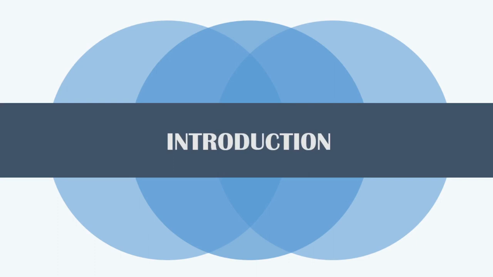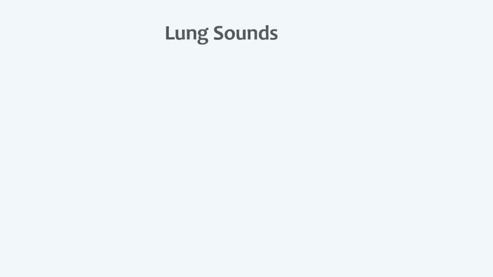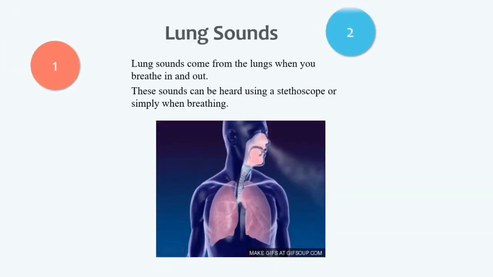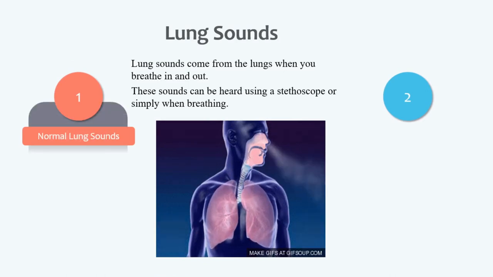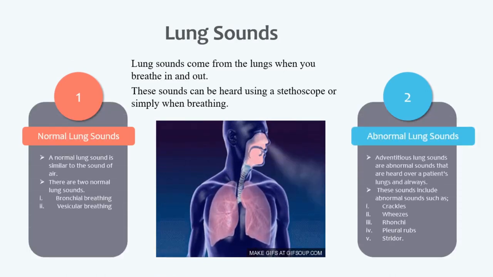Introduction. Now moving towards the introduction, I am going to discuss lung sounds upon which my research is based. Lung sounds come from the lungs when you either breathe in and out. These sounds can be heard using a stethoscope. Lung sounds are of two types, normal and abnormal lung sounds. A normal lung sound when heard by stethoscope is similar to the sound of air, while an abnormal lung sound, when heard over a patient's lung, sounds like there is an obstruction blocking their lung airways.